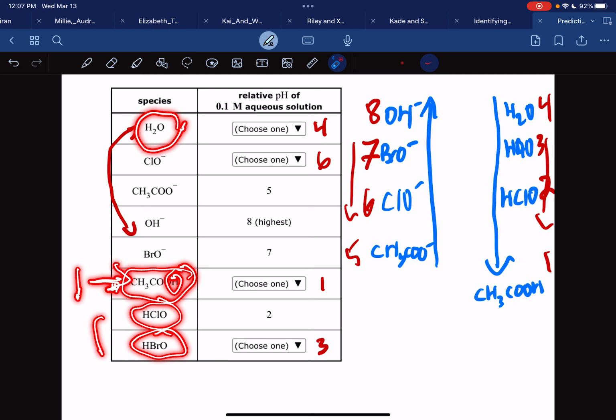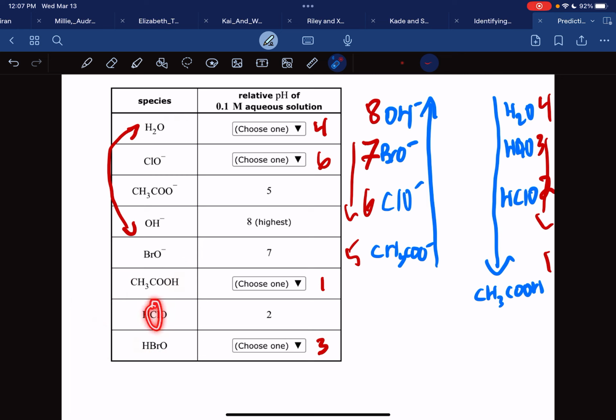So then we have to compare these two with each other. And here they look almost identical. You have HClO and HBrO. But of these two, we know that Cl is more electronegative than Br. So therefore, this would be the second highest, and this would be the third. So it goes 1, 2, 3, 4. So even if you didn't have the chart to work with, you could probably figure it out based on induction, which we unfortunately are going to cover a little bit after this. Hopefully this has been helpful.